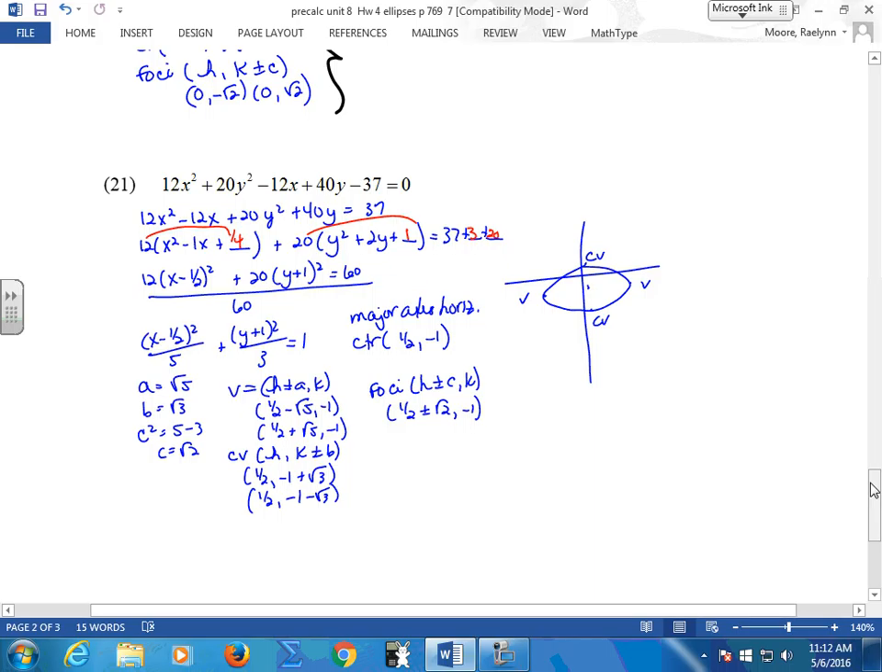Yeah, I got 16. Okay, so let's complete the square. 12x squared minus 12x plus 20y squared plus 40y, and move the 37 to the other side. Yeah, never mind. You found it? Did you forget to multiply out?